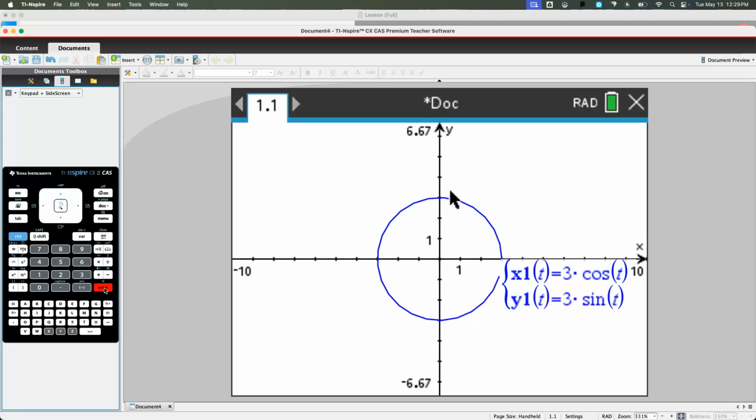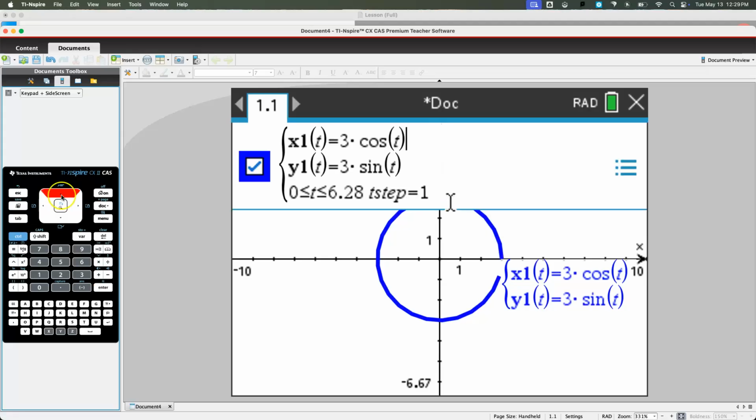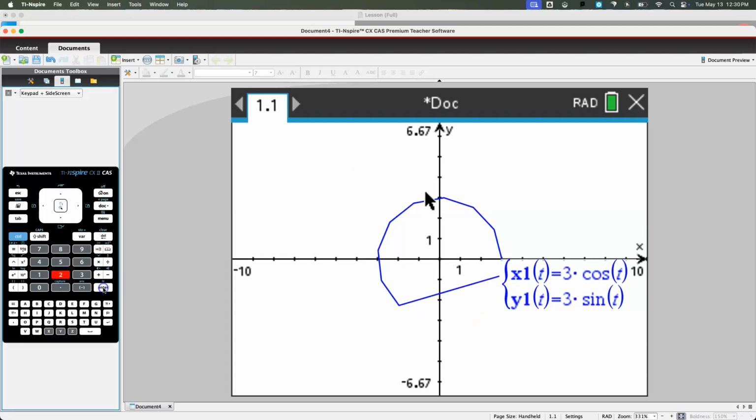Okay. Let's change it to 2. It makes it what? More rigid. Okay. It makes it less smooth, right? It makes it chunkier. Because it's not calculating as often. So that's why it's doing that. All right. Love it.